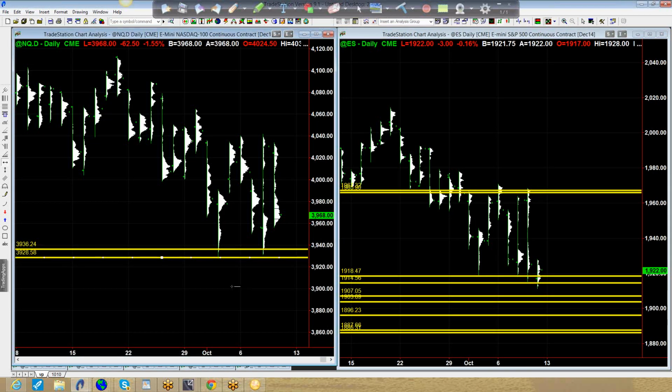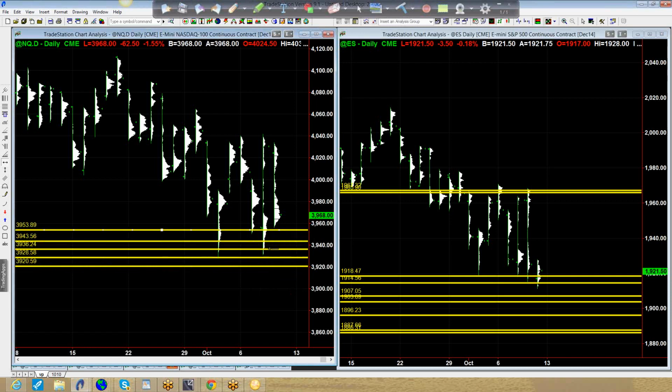If we get down here, Globex low was what again? Let me see here. 39.23.75. So we came overnight just below here. We've now snapped back in and we're trading at 39.43, so just above here. Okay, so this sets us up very interesting. We're below yesterday's close, but we've held the range, right?